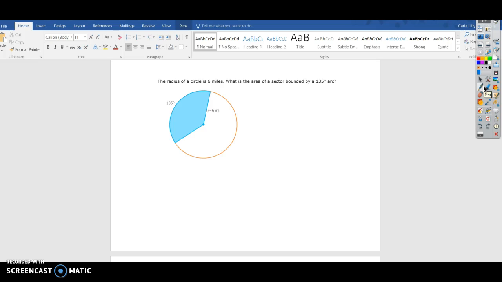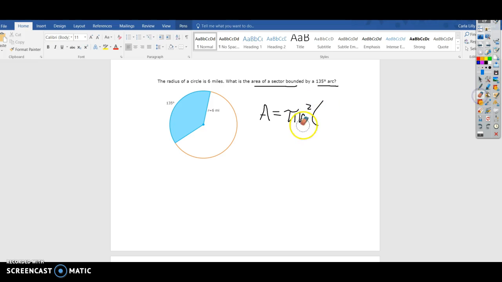All right, so let's look at an example here. If we are given the radius of a circle is 6 miles, what is the area of the circle bounded by 135 degrees? So we know the area of a circle is pi r squared.